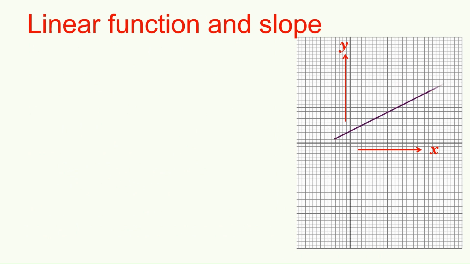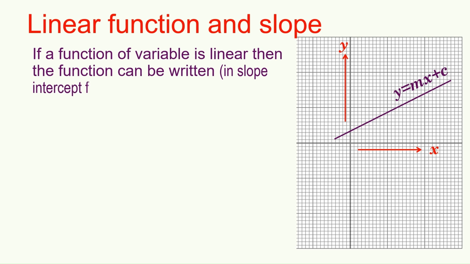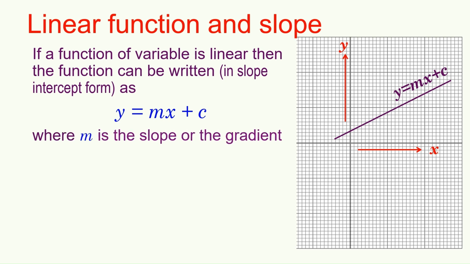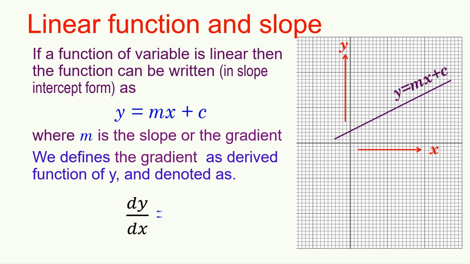Linear function and slope. See a line on a graph. y equals mx plus c. If a function of a variable is linear, then the function can be written in slope-intercept form as y equals mx plus c, where m is the slope or the gradient of the line. We define the gradient as the derived function of y and denote it as dy/dx equals m.